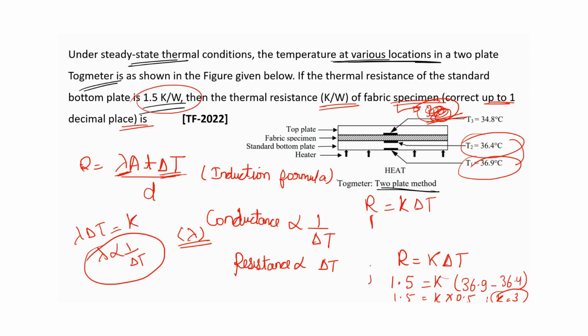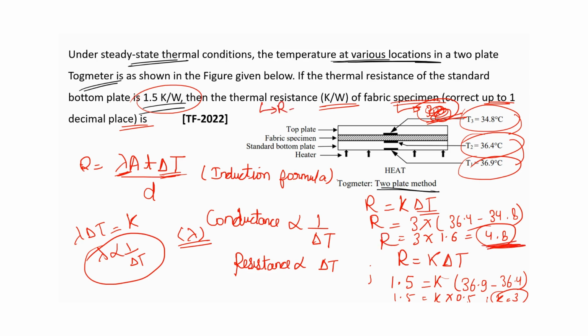Now R is K, which we have found to be 3, and delta T is now the difference between T3 and T2: 36.4 minus 34.8. So 3 into 1.6 comes out to be 4.8, and this is the value of thermal resistance R. So the value of thermal resistance in K/W is 4.8. This is the correct answer. Now coming to the next question.